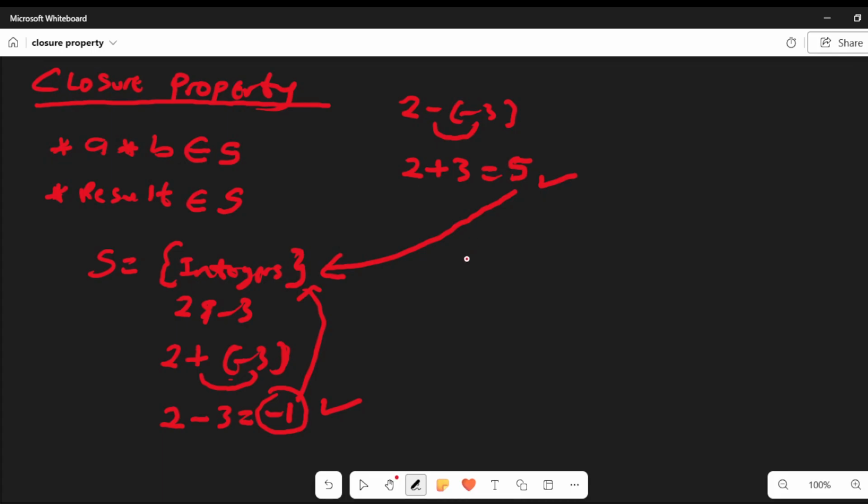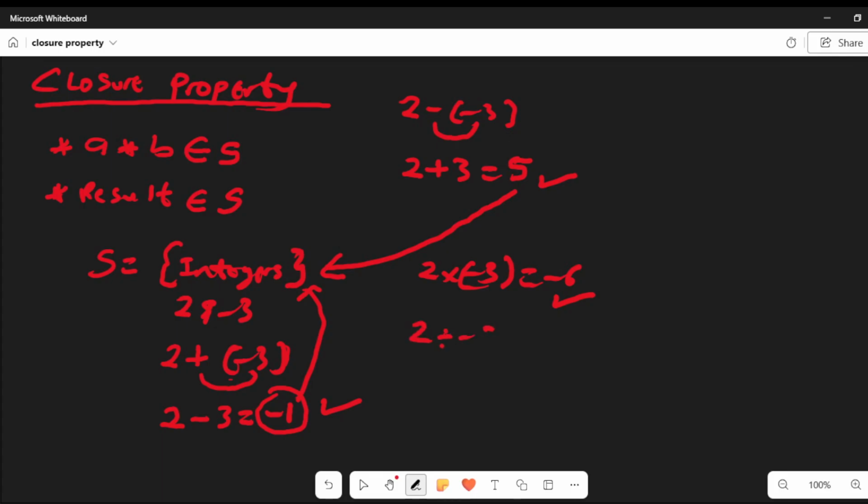Now, let's test multiplication: 2 times -3. 2 times -3 is -6, and -6 is also an integer, a member of set S. That means set S is closed under the operation 2 times -3, so it is closed under multiplication here. Now, what about division?